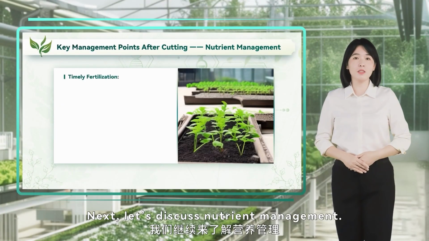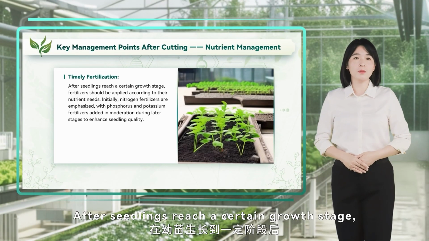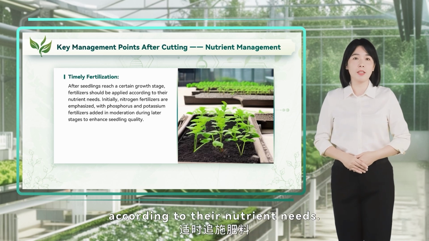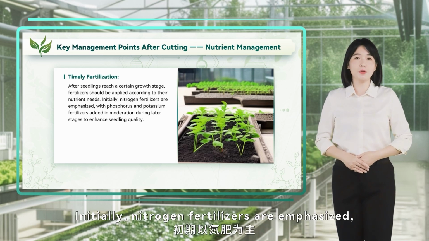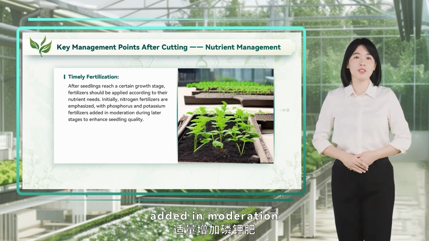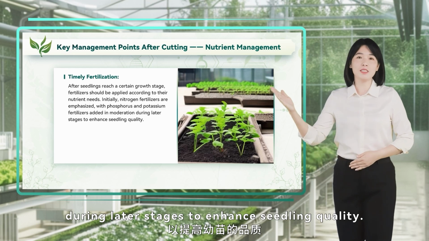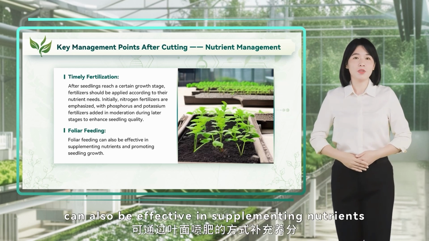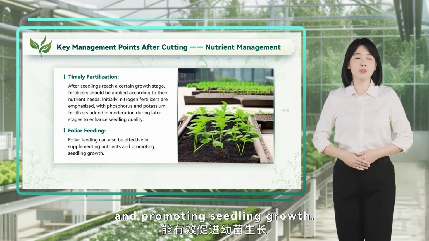Next, let's discuss nutrient management. After seedlings reach a certain growth stage, fertilizers should be applied according to their nutrient needs. Initially, nitrogen fertilizers are emphasized, with phosphorus and potassium fertilizers added in moderation during later stages to enhance seedling quality. Foliar feeding can also be effective in supplementing nutrients and promoting seedling growth.